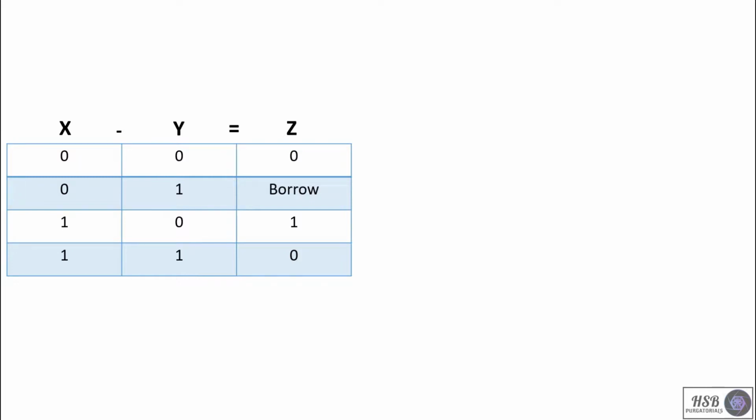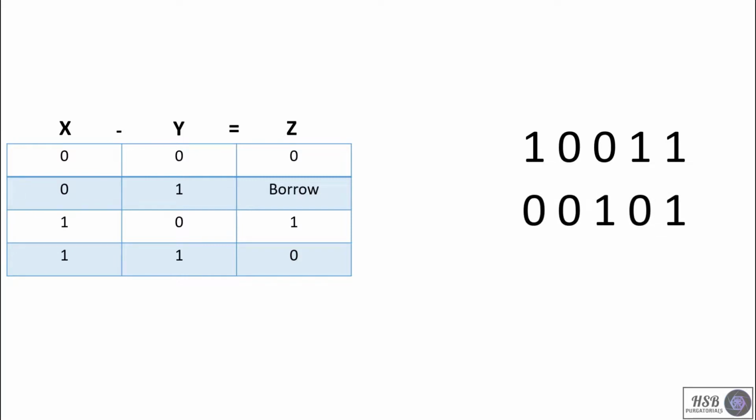And now let's solve an example question in which we have 1, 0, 0, 1, 1 minus 0, 0, 1, 0, 1. Alright, so starting from the right hand side, first off, 1 minus 1 is going to be equal to 0. Next up, 1 minus 0 is equal to 1. Then we have 0 minus 1, which is not possible since 0 is less than 1, so we're gonna have to borrow 1 from the nearest number.